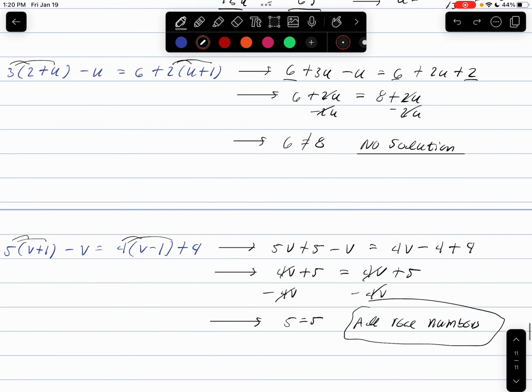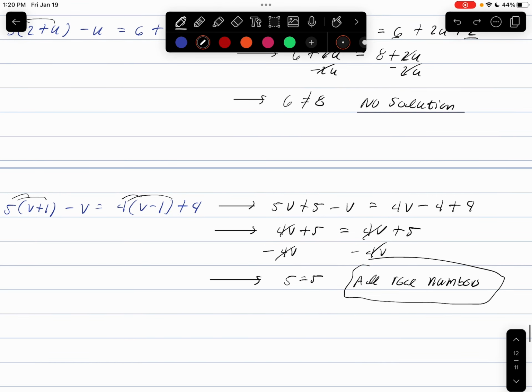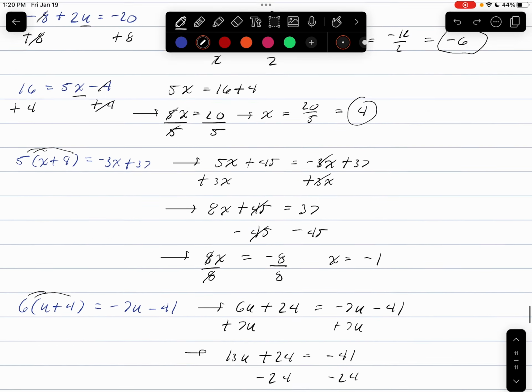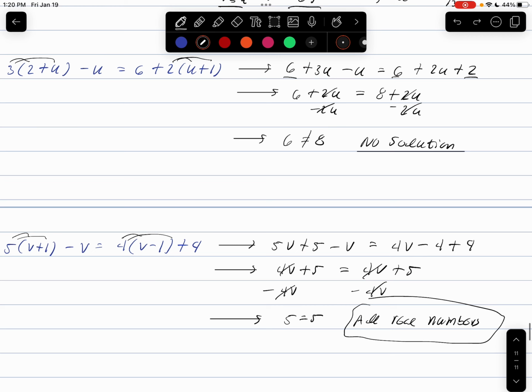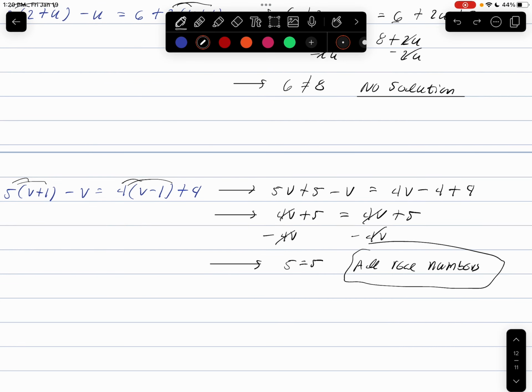So there we go. So these are your two other possibilities you'll end up with. You could end up with one solution, like we've seen from most of these examples up here, or you could end up with no solution, or you could actually end up with an infinite number of solutions. These are all possibilities here.